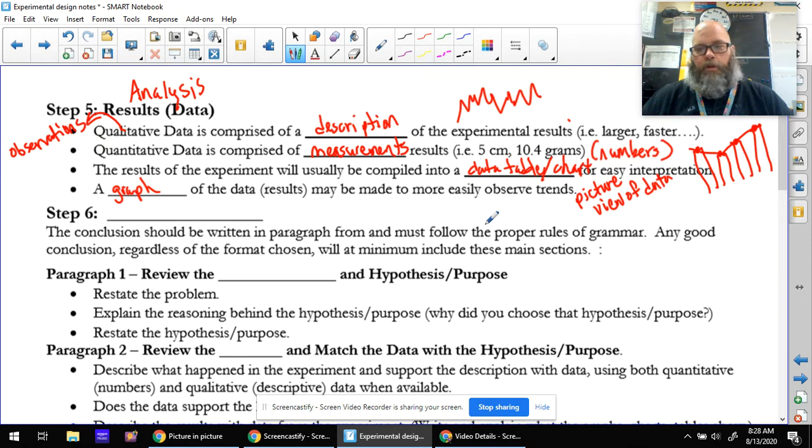Now, what we want to do in science, in chemistry at least, when we're doing a graph, is often we will do what's called a scatter plot. Okay, since we're graphing independent versus dependent, and I'll show you how to graph later on when we do density. But we'll do a scatter plot, and a scatter plot basically is an X versus Y type situation.